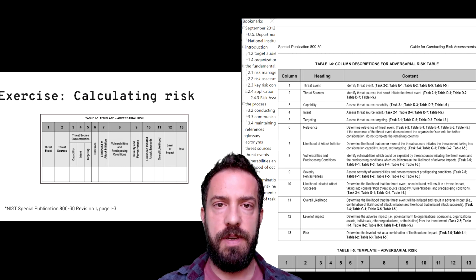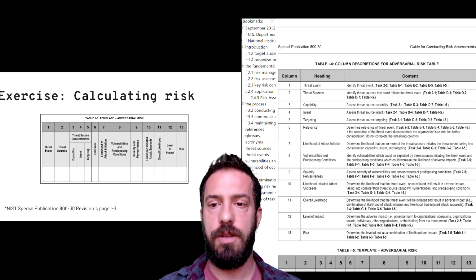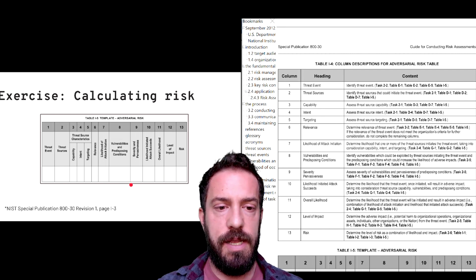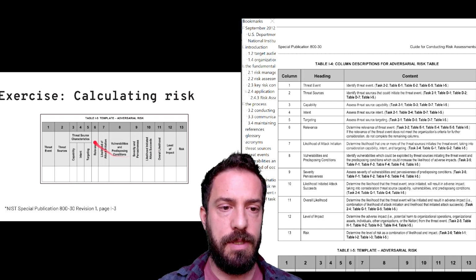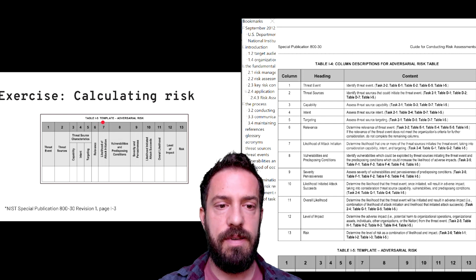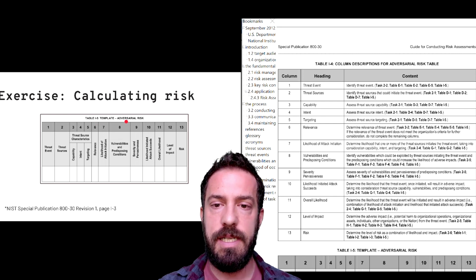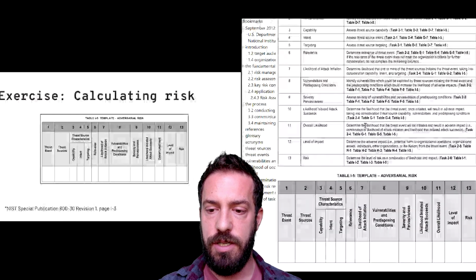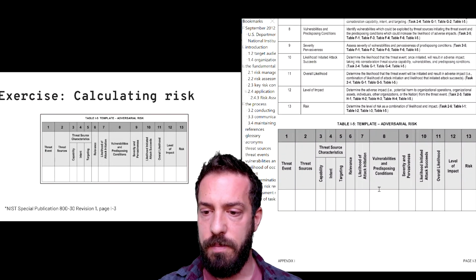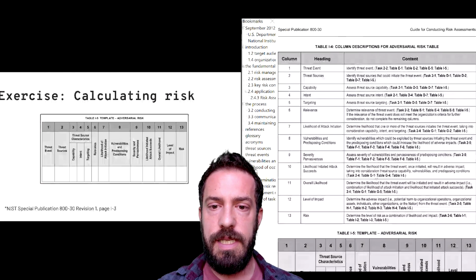Let's now see a specific example of risk assessment and do one threat event characterization end-to-end. Here on the screen, I have this table I-5. That's a template of an adversarial risk that can be found in the special publication I mentioned before, 800-30 from NIST, on page I-3. So this is where you start.